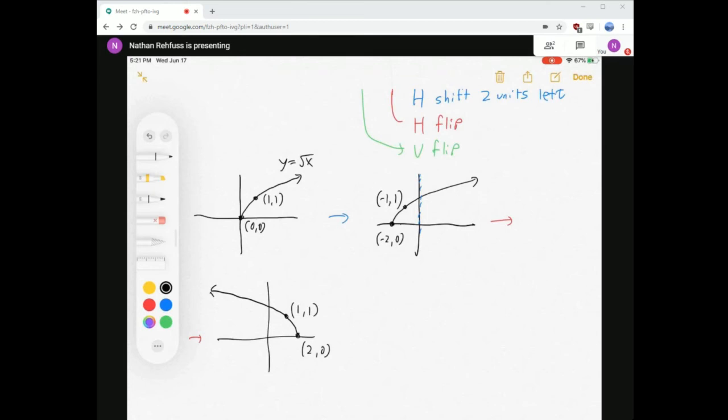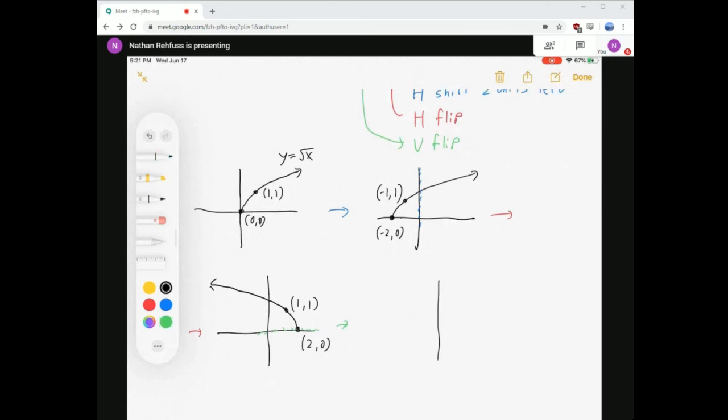And finally, we need to do a vertical flip. So now we're going to look at our reflection in this puddle here. Now it looks like it's been reflected upside down. And so 1, 1 becomes 1, -1. Now 2, 0 is a special case. It stays 2, well, -0 is 0. And so that should be our final graph.